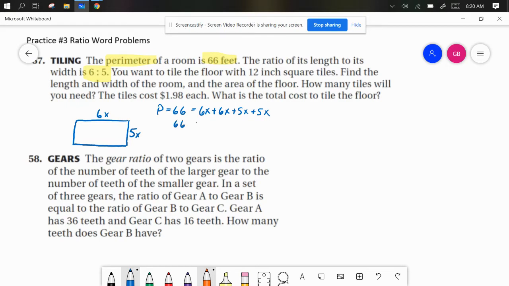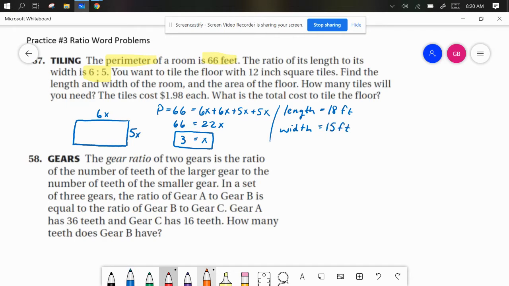So 66 is equal to 22x. So therefore x is equal to 3. So if x is equal to 3, the length is 6 times 3, which is 18 feet. And the width is 5 times x, 5 times 3, which is 15.